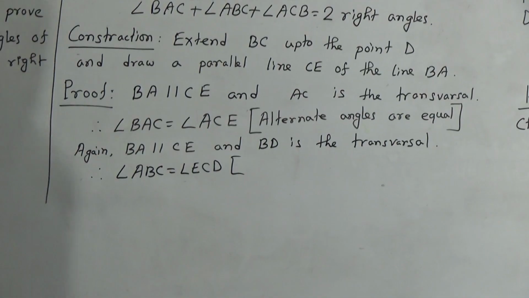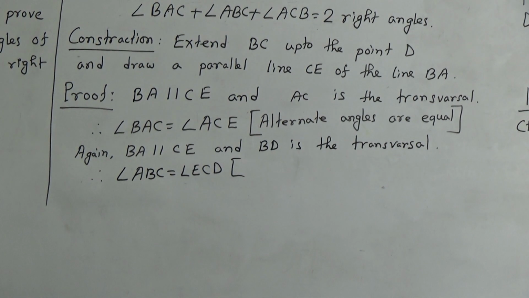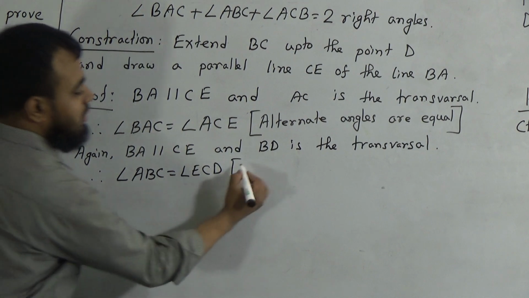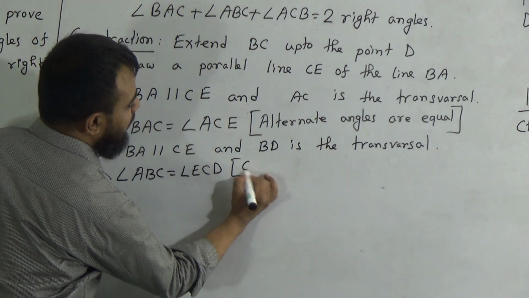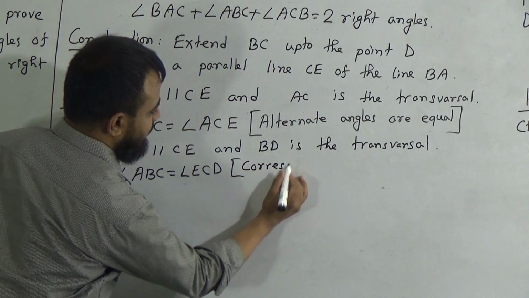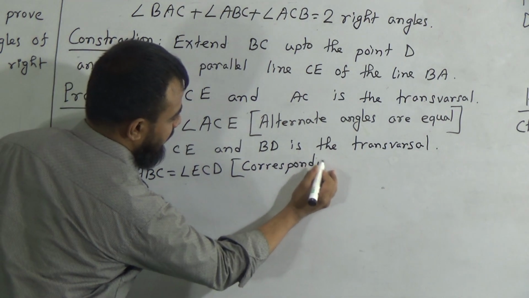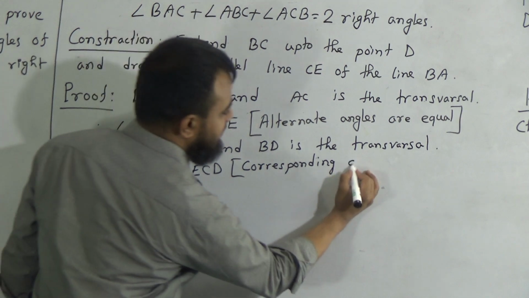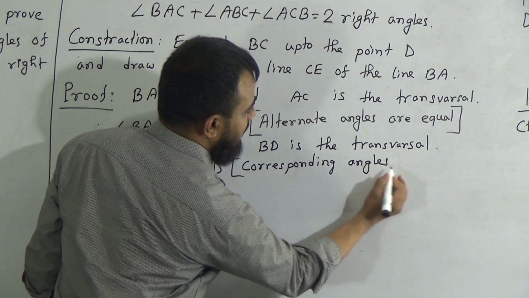because of what? Because we know that if two lines are parallel to each other and there is a transversal, then the corresponding angles and the alternate angles are equal. These two angles, the angle ABC and the angle ECD, are corresponding angles to each other. So you should write down these two angles are equal, and note it down: corresponding angles are equal.